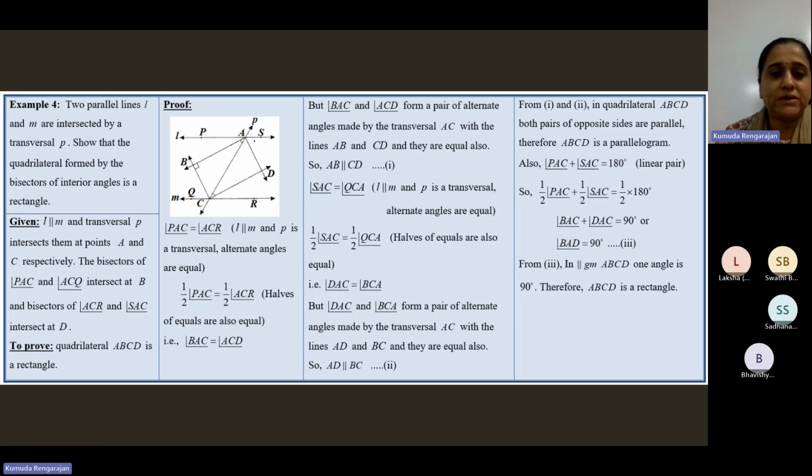Yeah, you can repeat. You can try to do the same thing here. The sum of these two angles is 180. So that means this angle plus this angle is 90. So in this triangle, the sum of these two angles is 90. So this angle is 90. So in the parallelogram, one angle is a right angle. So it's a rectangle.